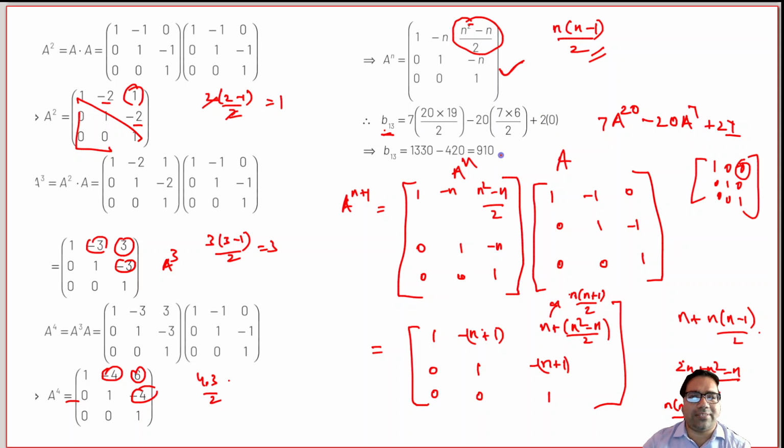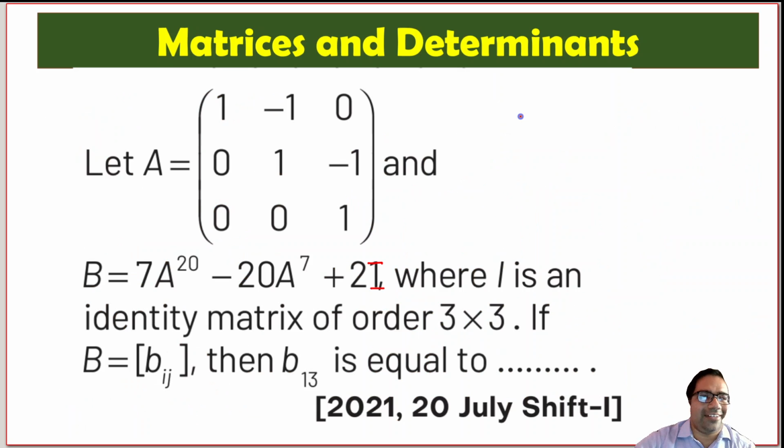If we simplify this, we are getting 910. So 910 is the correct answer. The only little trick in this problem is to be able to generalize A power n and prove it using mathematical induction also. In the exam you don't need to prove it, but we should know how to prove this using mathematical induction when we say A power n is this.